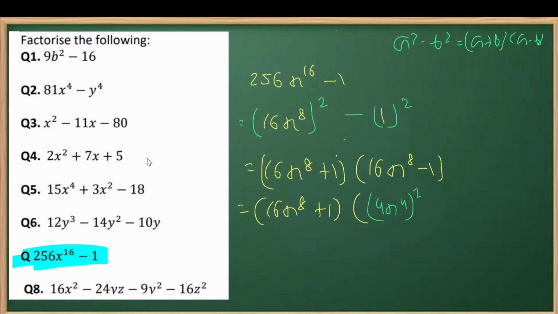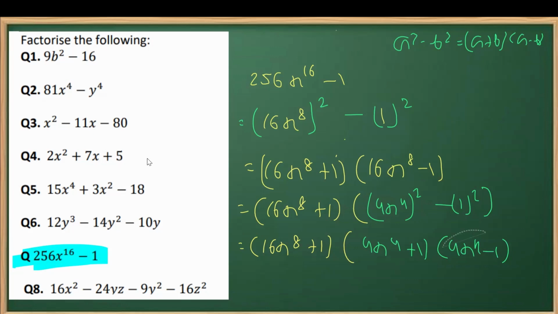One more time. X raised to the power 8 can be written as x raised to the power 4 whole square. Well, 1 can always be written as 1 square. Now, we cannot factorize the plus expression as it is already factorized. But the other can further be factorized using the same identity, that is a plus b into a minus b. So we can write this as 4x raised to the power 4 plus 1 first, and 4x raised to the power 4 minus 1. Now, similar to the previous part, you can see that this can be factorized further.